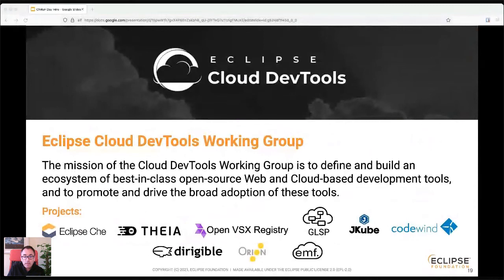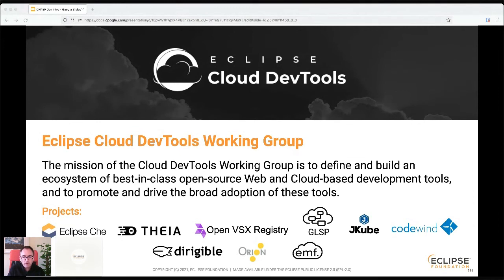So the mission of the Cloud DevTools Working Group is to define and build an ecosystem of best-in-class open source web and cloud-based development tools, and to promote and drive broad adoption of the tools. So, you know, I think open source software doesn't exist in a vacuum. Something that open source wasn't great at for a long time was marketing, and bringing new users to your software and new adopters of your software. And that's something we really focus on here at Eclipse. If you have great software and no one uses it, well then that's not great, right? It's not a great experience for you as a developer.